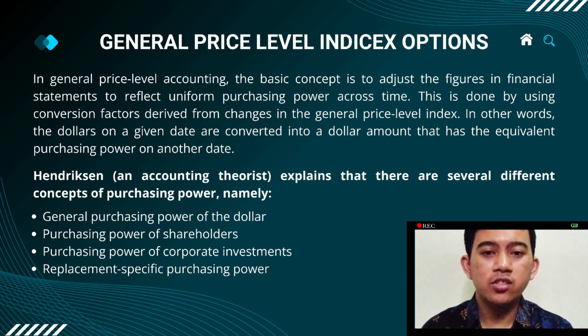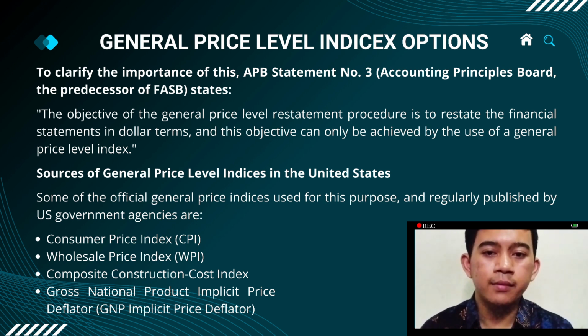So, unadjusted historical financial statements risk giving a misleading picture of the entity's financial position. Hendrickson and accounting experts explain that there are several types of purchasing power to consider, namely the general purchasing power of the dollar, the purchasing power of stakeholders, the purchasing power of corporate investment, and the purchasing power of specific replacement. The general purchasing power of the dollar refers to the ability of money to buy goods and services in general. Meanwhile, stakeholder purchasing power describes the real value of stakeholders' rights to the company's wealth.